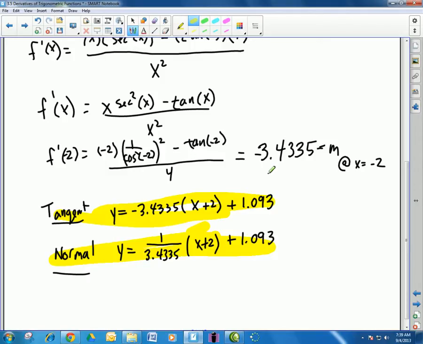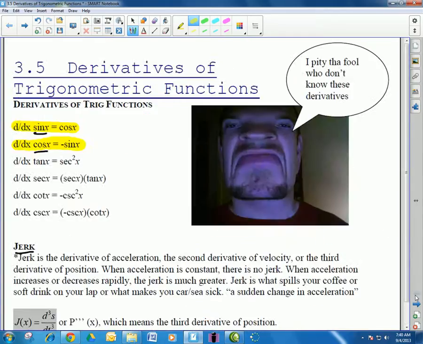Okay, that's it for these notes. So remember, I know there's not many examples here, but the main idea was being able to use these identities here.